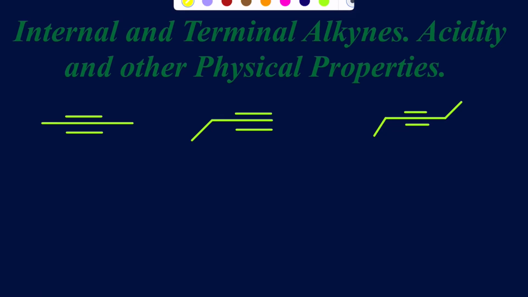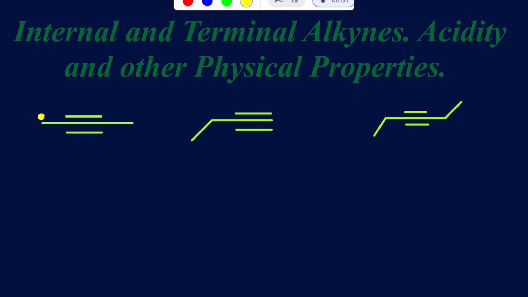In this video, I'll talk about the physical properties of internal and terminal alkynes, and I'll also talk about the acidity of terminal alkynes. One big difference between the internal and terminal alkynes is the position of the triple bond. In internal alkynes, you have the triple bond somewhere in the middle of the molecule, like you can see in this case here. And in terminal alkynes, you have it at the end.